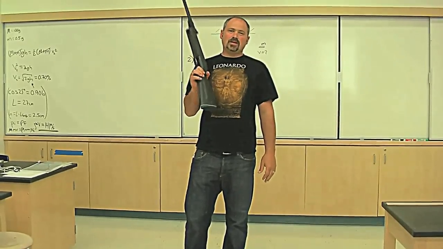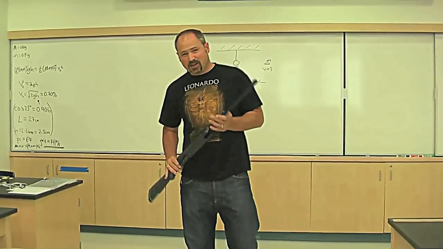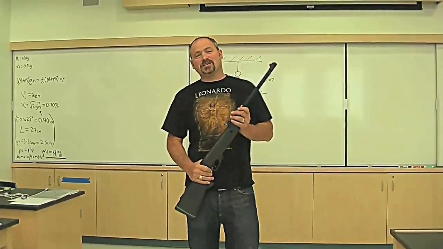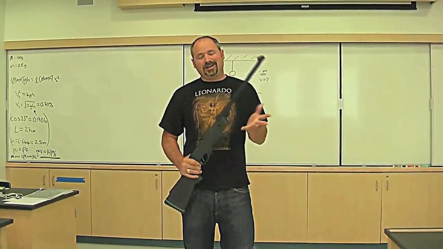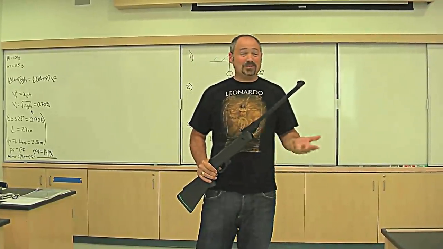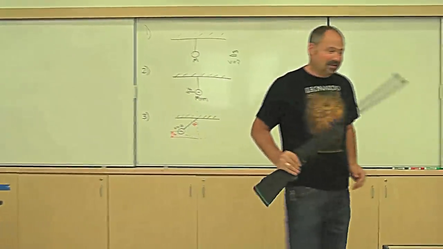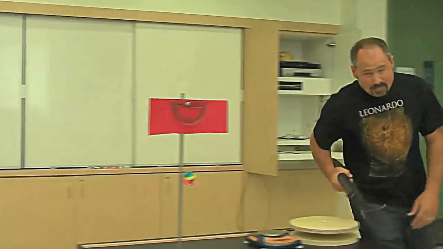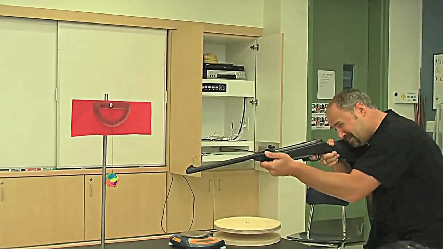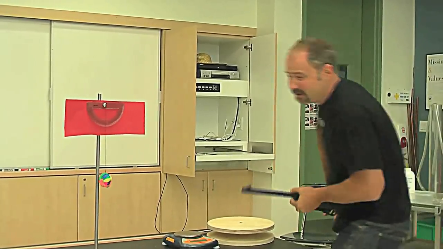Action. Let's find the speed of the bullet that comes out of this gun when I shoot it. It's really just a BB gun, but let's find the speed of the BB. What I'm gonna do is, I'm gonna aim, pull, fire.